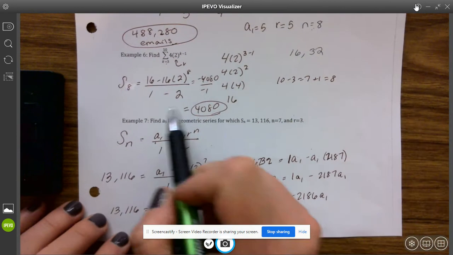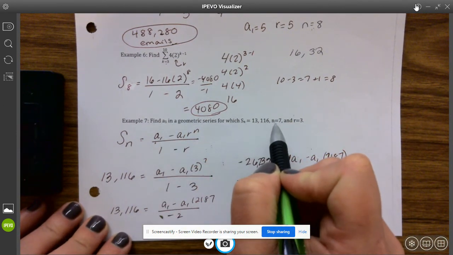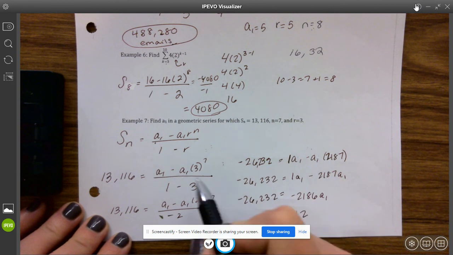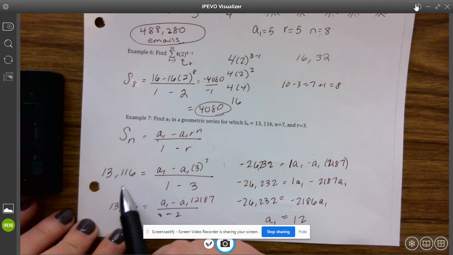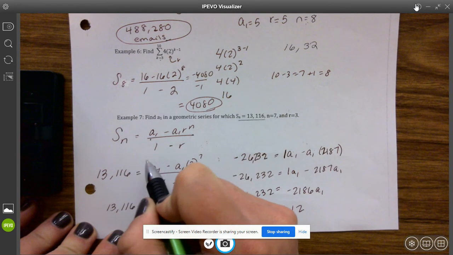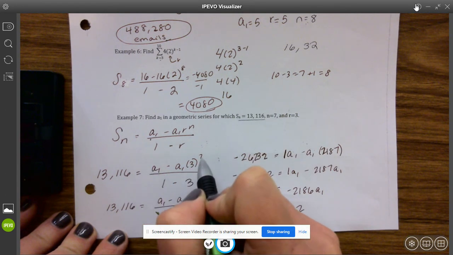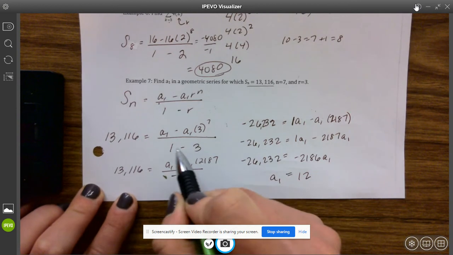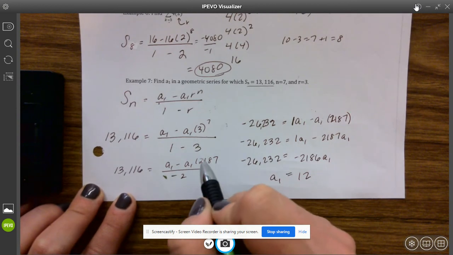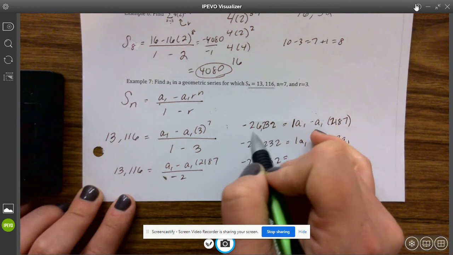And lastly, it says, find the first term if you know the sum, how many rounds, and the common ratio. So I know the sum, it's 13,166. I don't know the first term, so I'm leaving it. I know my common ratio is 3. I know my N is 7. I simplify it as much as I can, negative 2, 12187. I bring 2 to the other side to get this.